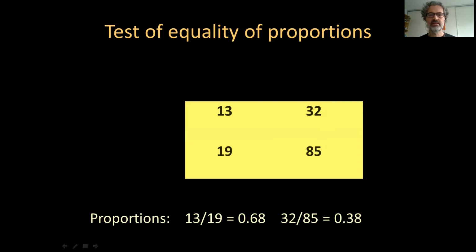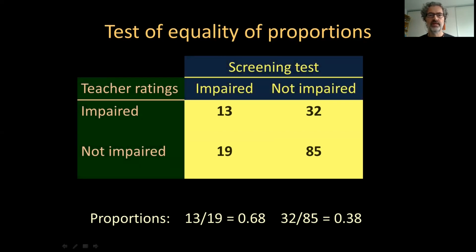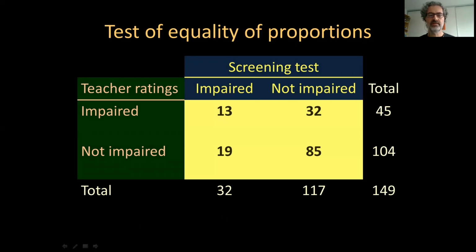So a way to test whether it seems that the teacher ratings are reliably associated with the clinical evaluation is to test whether these proportions differ from even proportions. In other words, we need to run a test of equality of proportions based on these observed counts. And to do that, we need to derive some expected values.